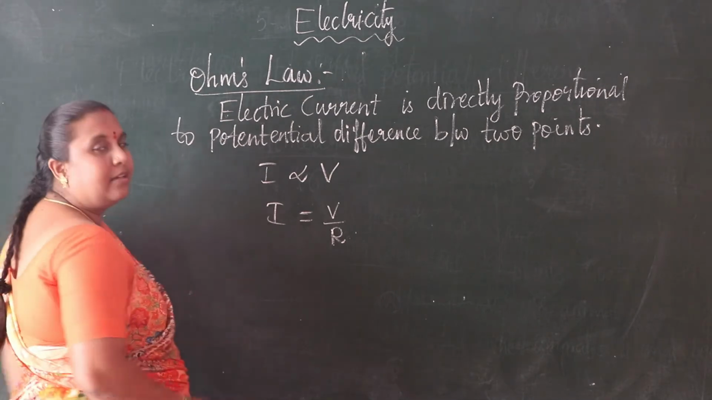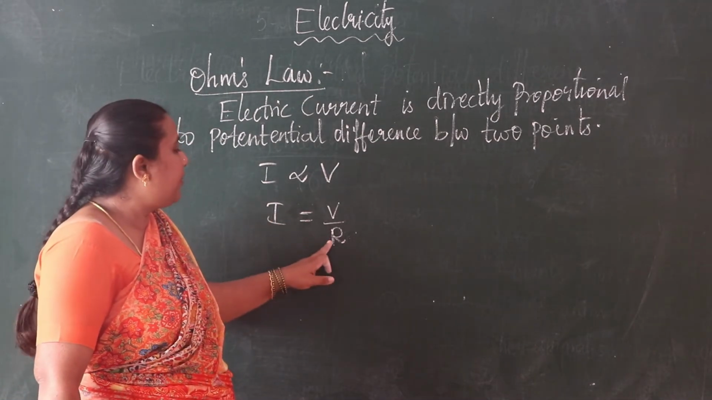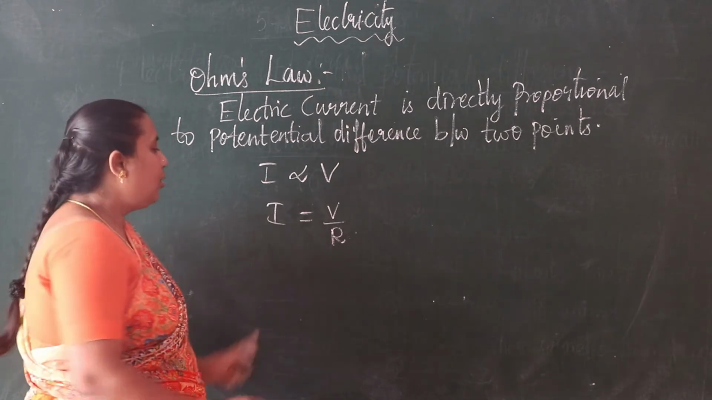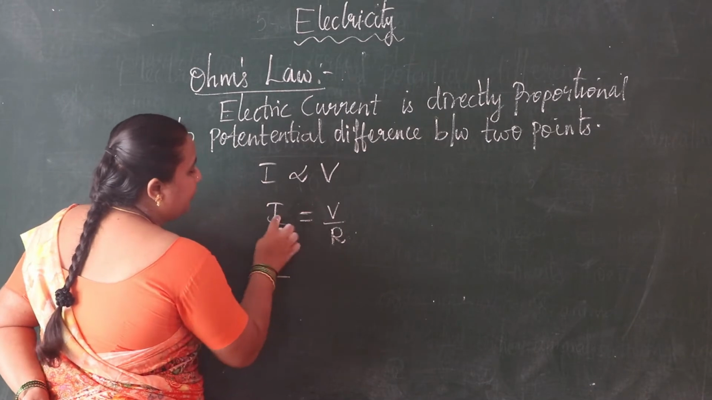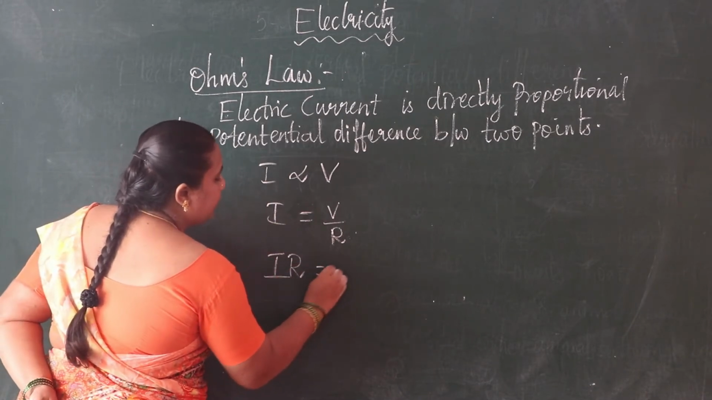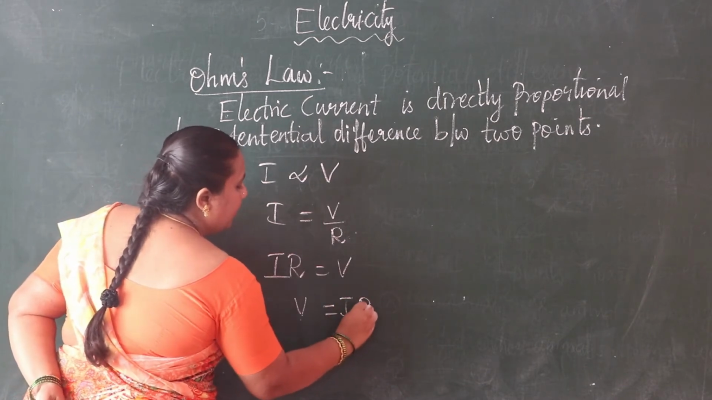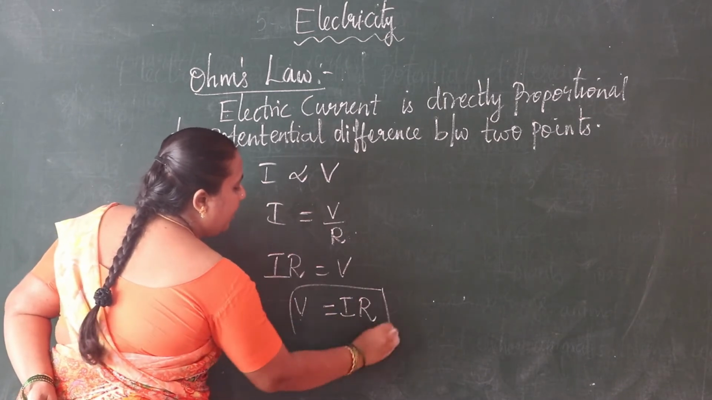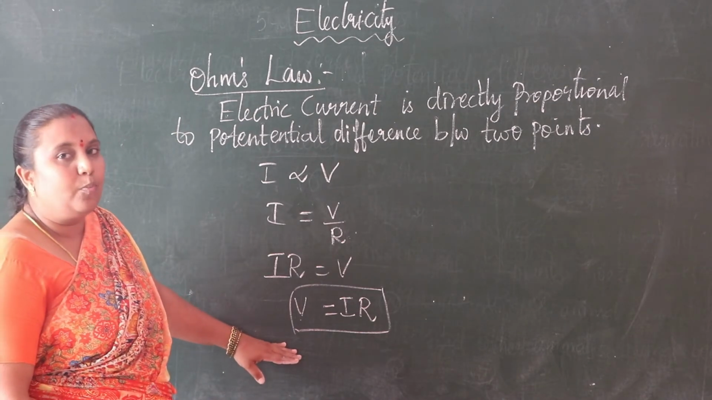So R is inversely proportional to electric current. So we multiply I into R, and R comes to the left hand side. So IR equals V, so V equals IR. So we have one more formula for finding the potential difference between two points.